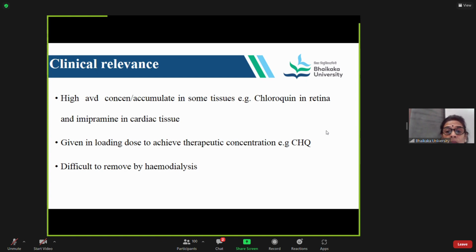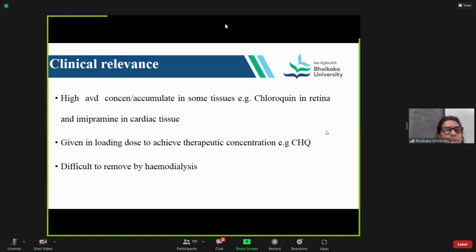Fine. Now there is another relevance. Please understand again. For a drug which has a high volume of distribution, one has to give a loading dose to achieve therapeutic concentration. Okay, please understand that. Can anyone explain this statement with regard to chloroquine? Who would like to explain this term? The loading dose to achieve therapeutic concentration for chloroquine. Anybody would like to explain this?